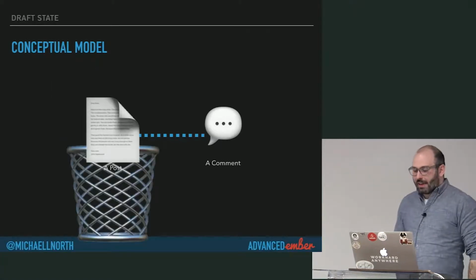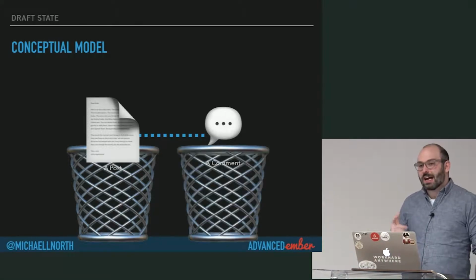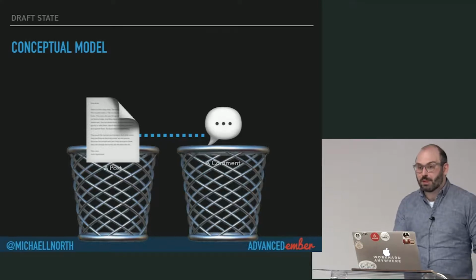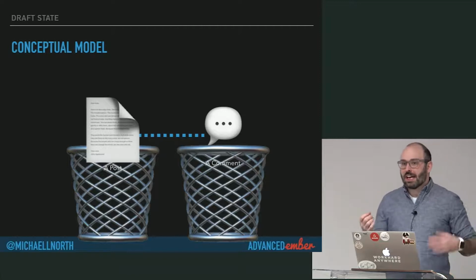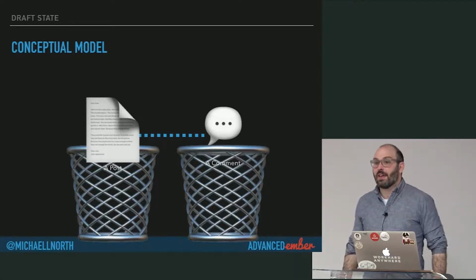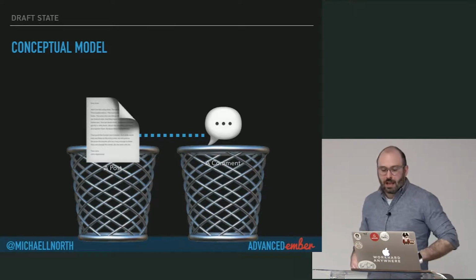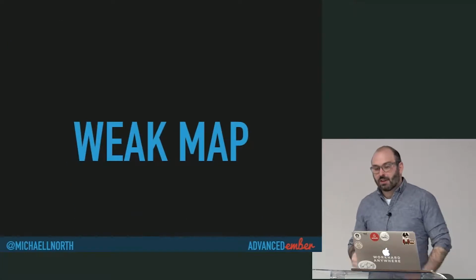And the important thing here is if we end up throwing the post away, we want to make sure that the comment is not dangling somewhere. Because this could be maybe an image upload or something that takes up a significant amount of memory. We just can't have stuff sticking around longer than the record that they're related to. And the concept here that gives us the ability to do this is called a weak map.